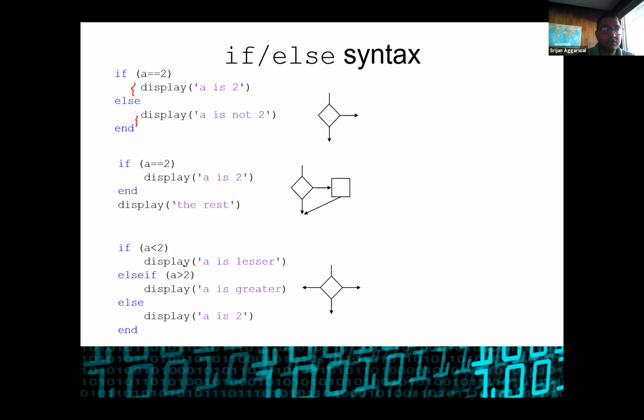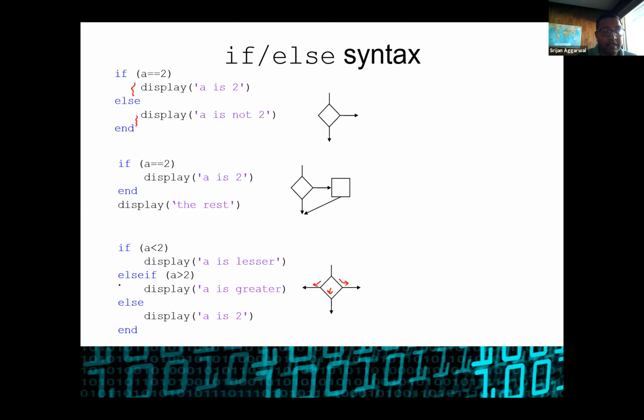Now, you can use something called else if to give another option. So if A is less than 2, maybe you go here. And if not, then you ask another question: else if A is greater than 2, maybe you go here. Else, if none of them is satisfied, you go here. And then you end. So you still need an end.